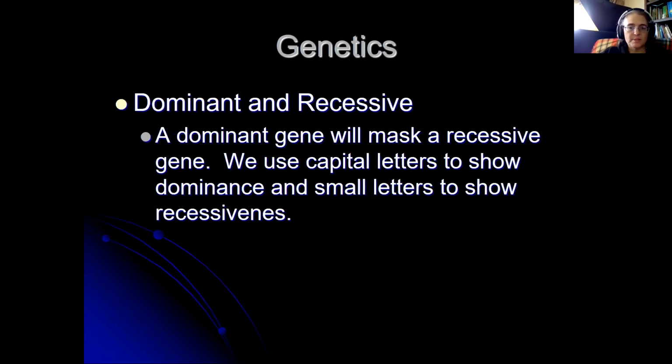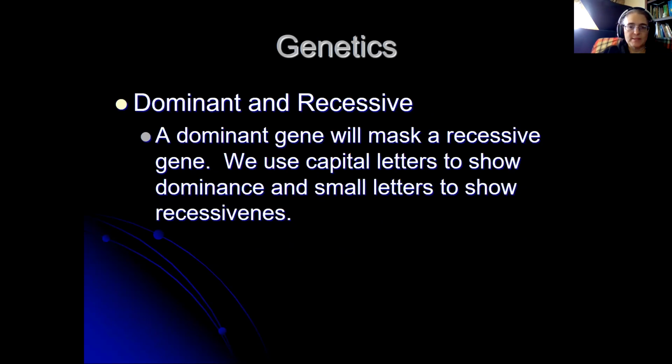Some new terms, dominant and recessive. A dominant gene will mask a recessive gene. Okay, that's just if there are two traits and both are inherited in an individual and one is shown and the other one is not, then that's referred to as masking. The one that's being shown, the one that you can observe, is masking the other one, and the one that is doing the masking is referred to as dominant, and the other one is referred to as recessive.